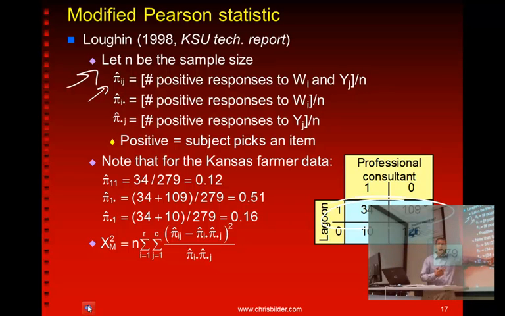Take what the estimated probability is, subtract off what you would estimate it to be under the null hypothesis, square it, divide by the estimated expected probability under the null hypothesis, and we multiply by n there. This is just a different form of the Pearson statistic. I sum over all the row items and all the column items. Call that X squared M.